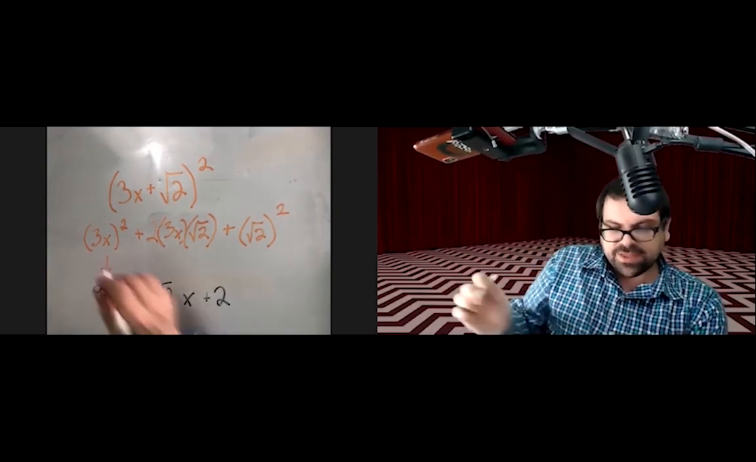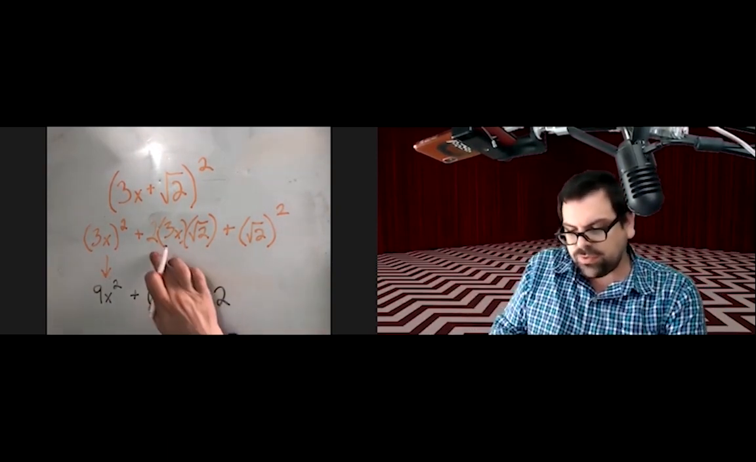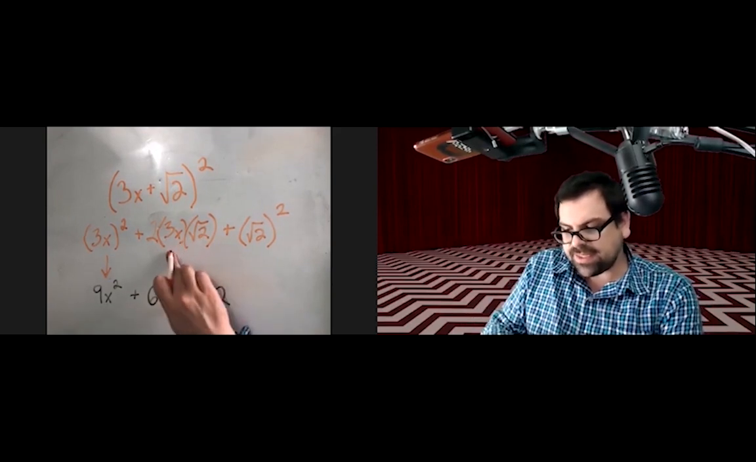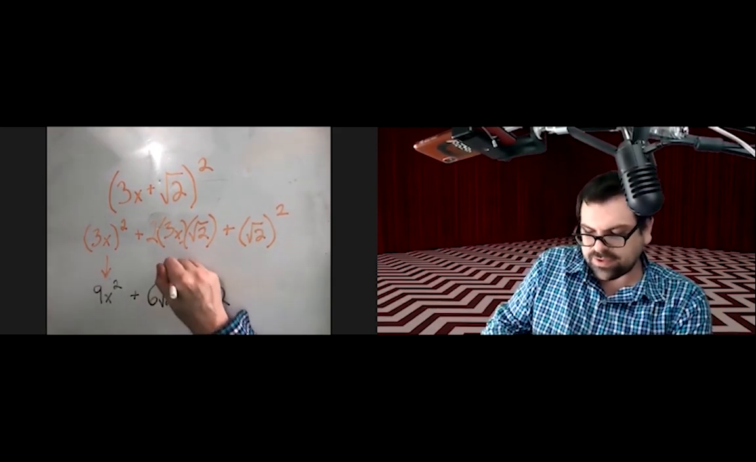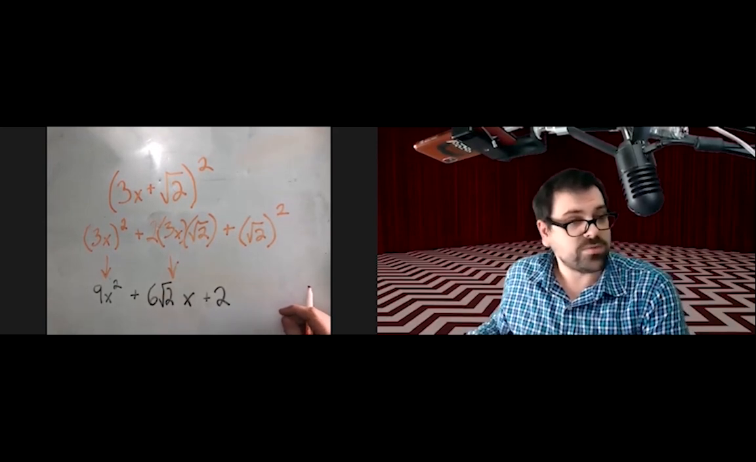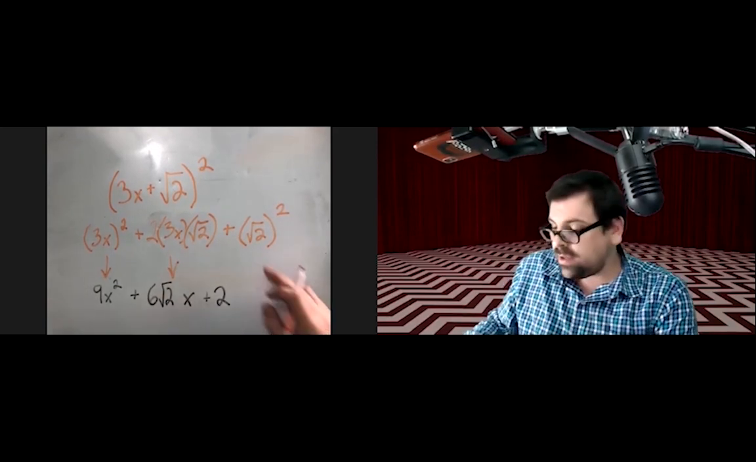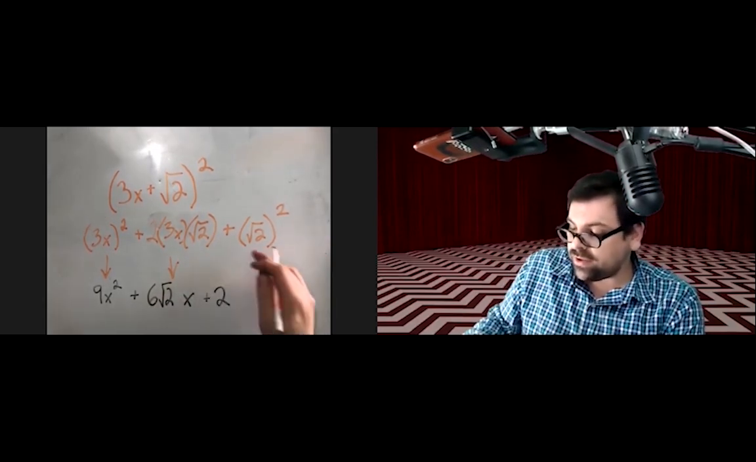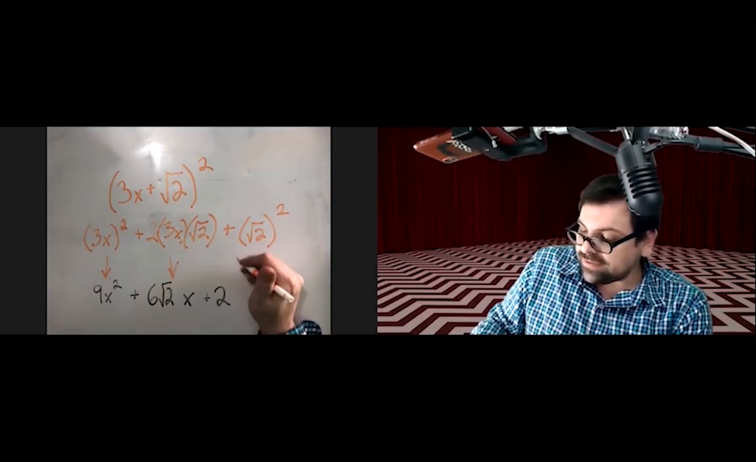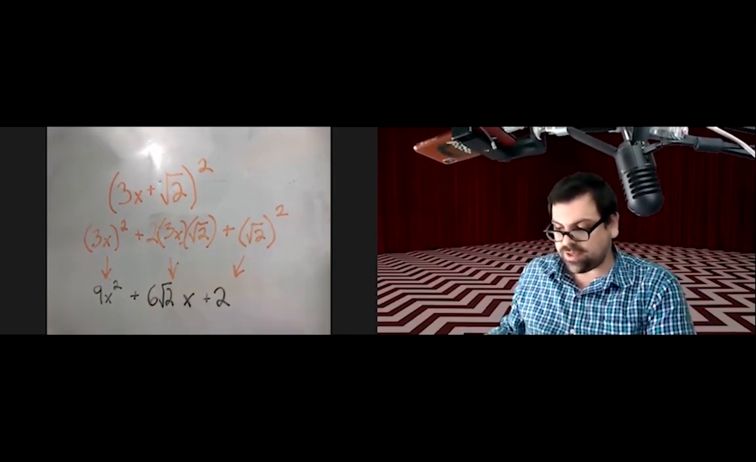Squaring 3x gives us 9x squared. 2 times 3x, that's the 6x, times radical 2, that's our 6x radical 2, or 6 radical 2x. And then radical 2 squared, square root squared leaves what's underneath. There's our plus 2.